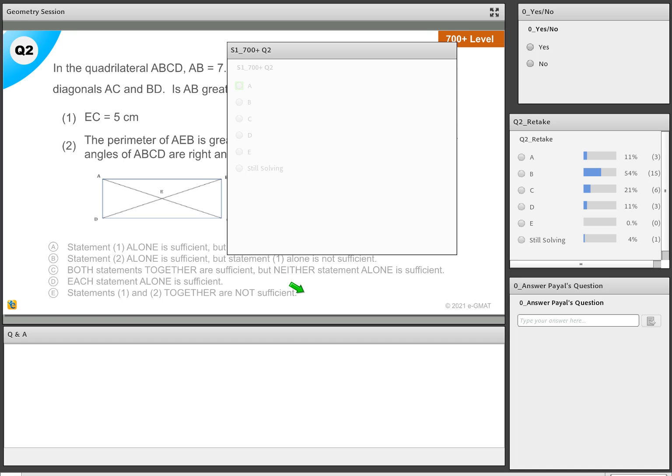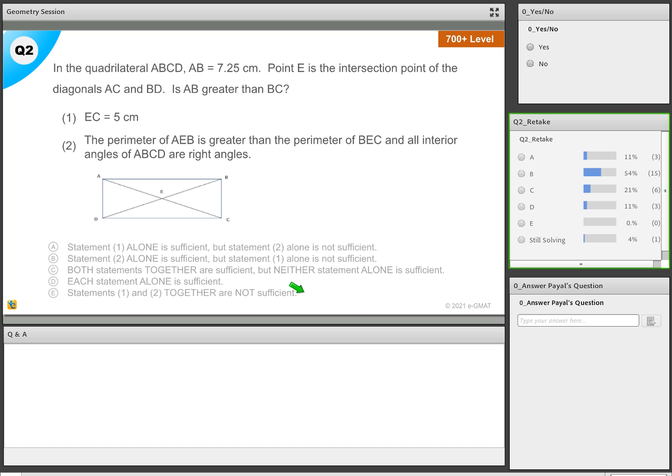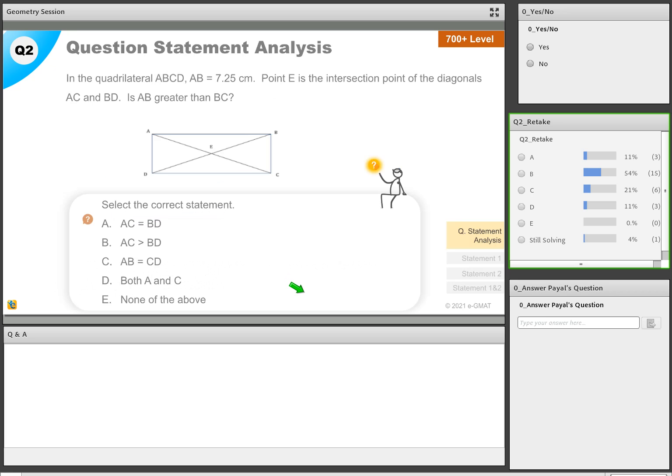And if you notice, there were quite a few of you who were not able to solve this question, but this time around, whoever tried to solve was able to select the answer. So good. Now, has your understanding improved? Tell me, what has led to the change in your approach in this question? Let's solve this, and then maybe you can answer. In the quadrilateral ABCD, again, we have point E, we have the value of AB. Good. Now, what we need to figure out is, is AB greater than BC?